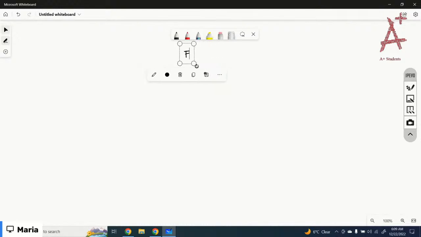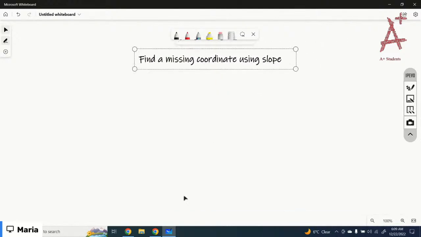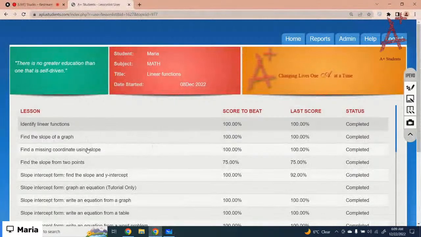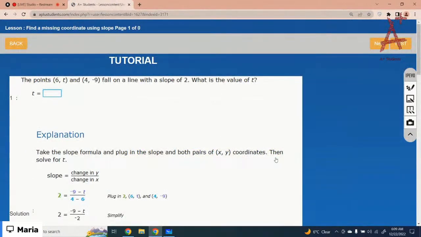Find a missing coordinate using slope. Okay, here is the next lesson. Find a missing coordinate using slope. So let's start with the example. The points 6, t and 4, negative 9 fall on a line with a slope of 2. What is the value of t?